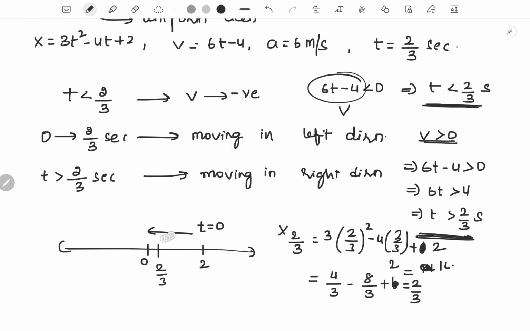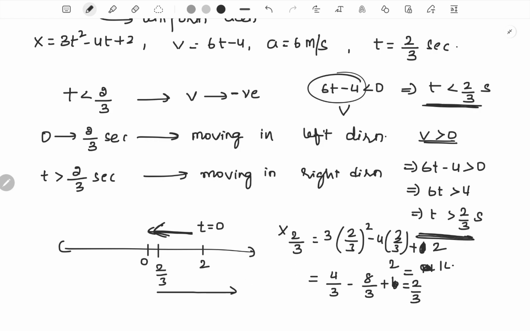Okay, this is x is equal to 0. So it would move only until here. Then after that, again it would start to move in the right direction. Now we have understood the motion of the particle.